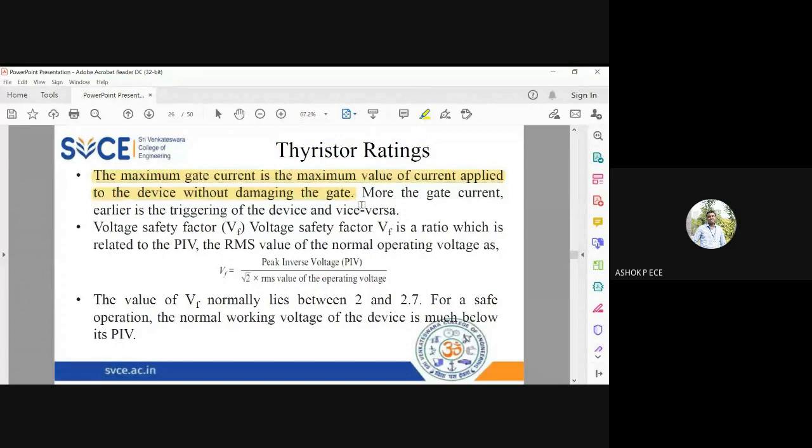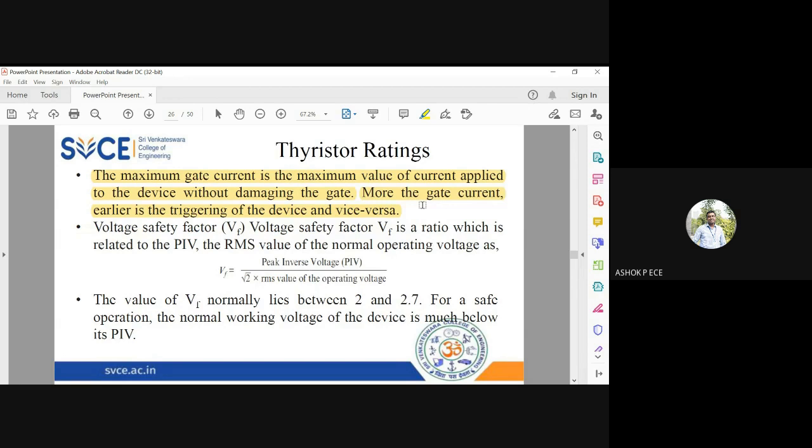The gate is a terminal which is attached to a semiconductor layer, the P layer, and that layer cannot withstand a huge amount of current. So there is a limit for the maximum current which can flow through the gate. That limit is given here, and by any chance you should not give current to the device more than the maximum gate current, because it will damage the gate. The more the gate current, the earlier the device will trigger, but you have to be careful to ensure that the device is not damaged. So my minimum gate current and maximum gate current have values.